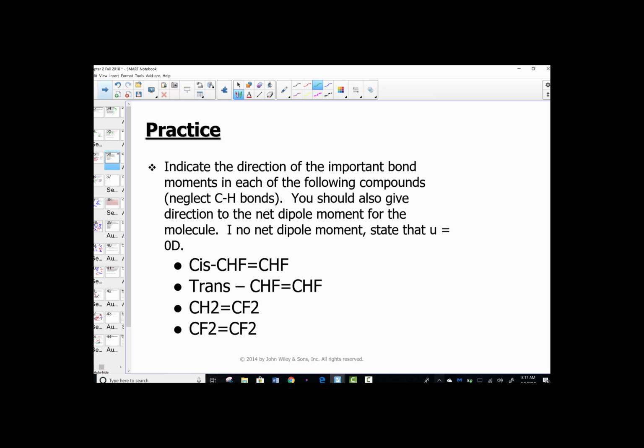Here's a practice. Indicate the direction of the important bond moments in each of the following compounds, neglecting, of course, the nonpolar C-H bonds. You should also give a direction to the net dipole moment. If no net dipole moment exists, state that the polarity is 0. So here we have cis-difluoroethene. Remember the carbon-carbon double bond. On this carbon is a hydrogen and a fluorine. That's how I'm drawing this picture.